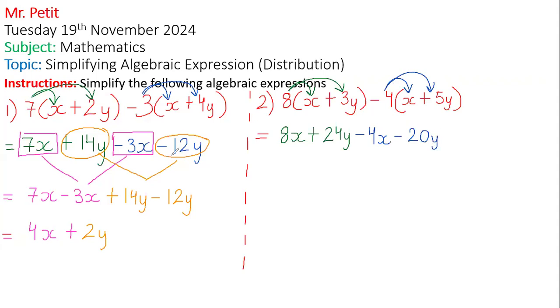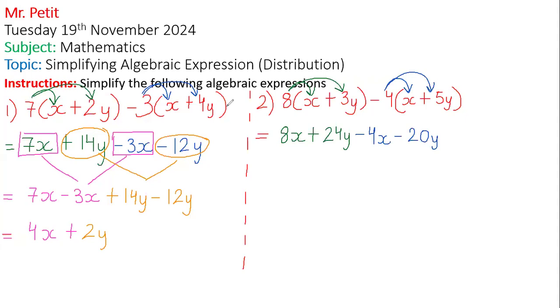All right. Are we done? No, sir. What do we have to do now? Bring down the 8x and the 4x, everything in order with the signs. Yes, so group them, right?